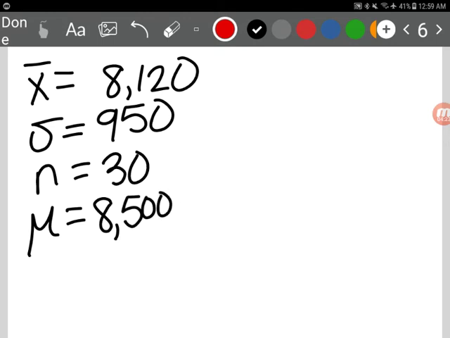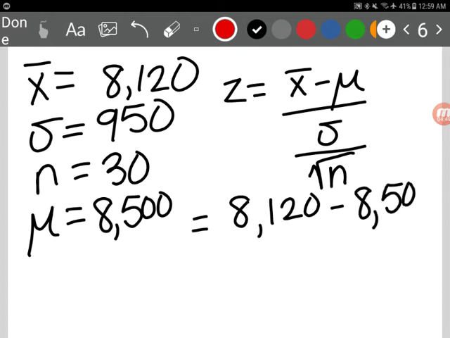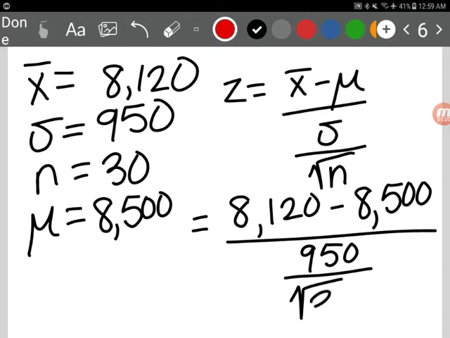So we're using the exact same test that we used in our previous notes. Z equals x-bar minus mu, over sigma divided by the square root of n. Plug those values in. I have 8,120 minus mu, which is 8,500, divided by my standard deviation, 950, divided by the square root of 30.